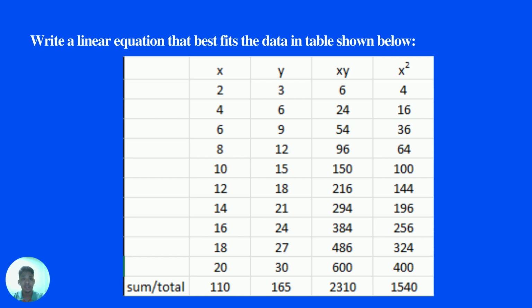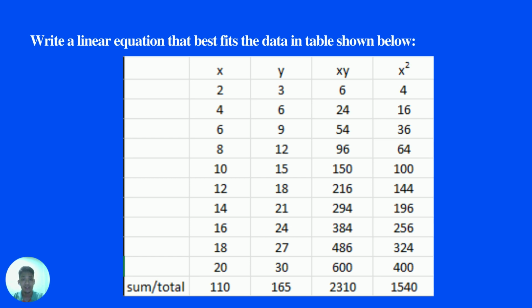For the xy column, you just multiply x and y. So 2 times 3 is 6, 4 times 6 is 24, 6 times 9 is 54, 8 times 12 is 96, and so on up to the last number, 20 times 30 is 600. Same for the x squared column, you just have to square x. So 2 squared is 4, 4 squared is 16, 6 squared is 36, 8 squared is 64, and so on up to the last value, which is 20 squared, 400.